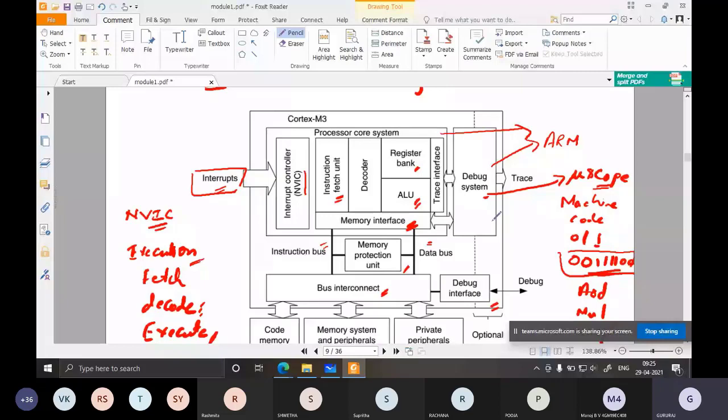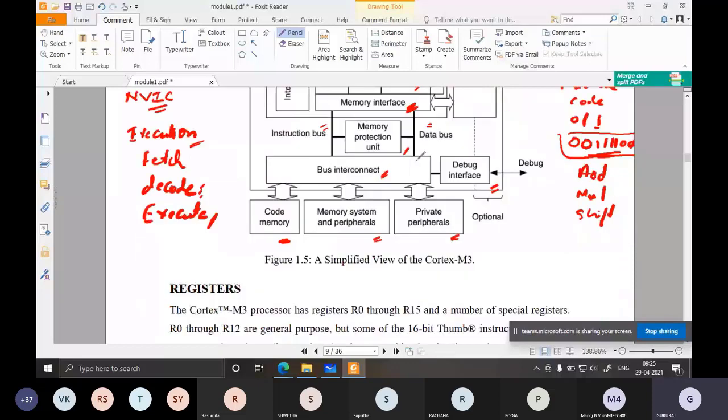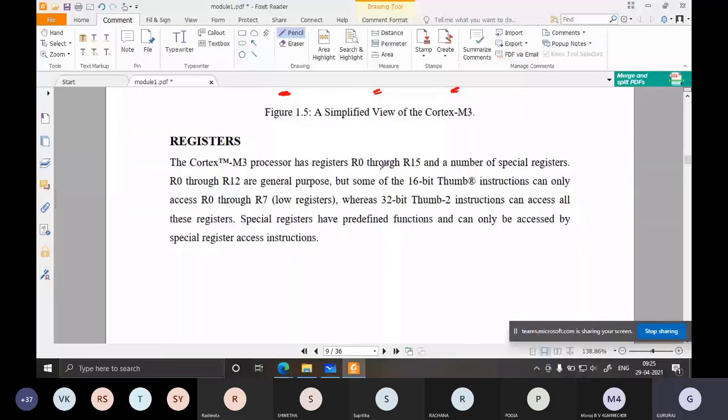So what are the various registers that are available in Cortex M3? Yes, so registers. The Cortex M3 processor has registers R0 to R15, so totally 16 registers, and a number of special registers. So there are 16 normal or general purpose registers, and a number of special purpose registers also. We'll see about the special purpose ones.